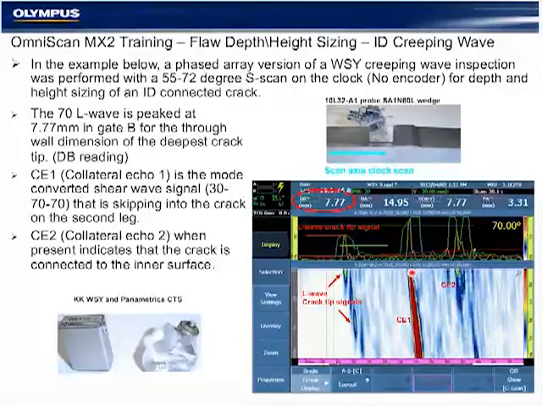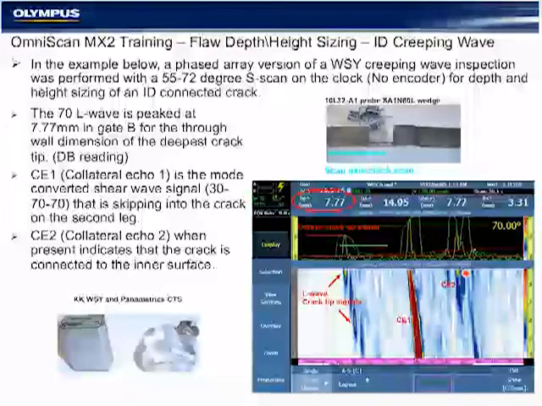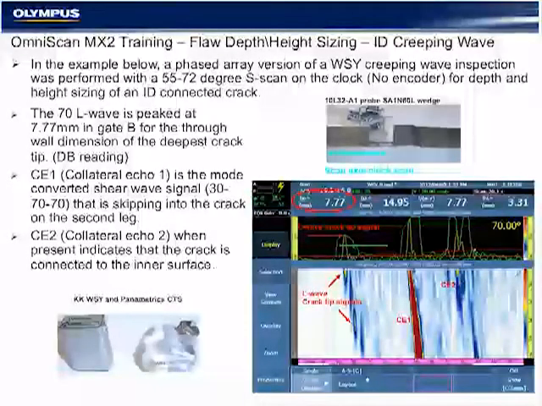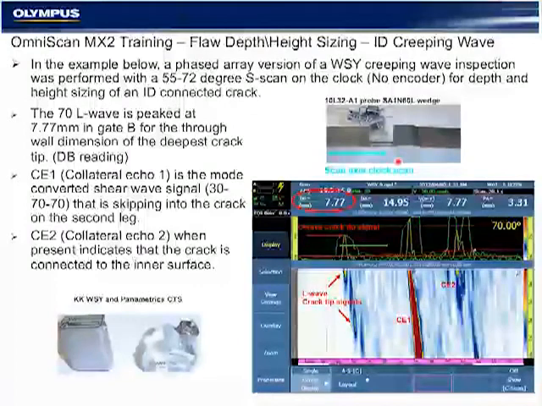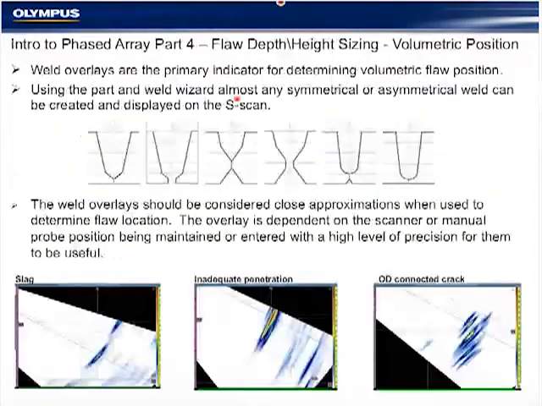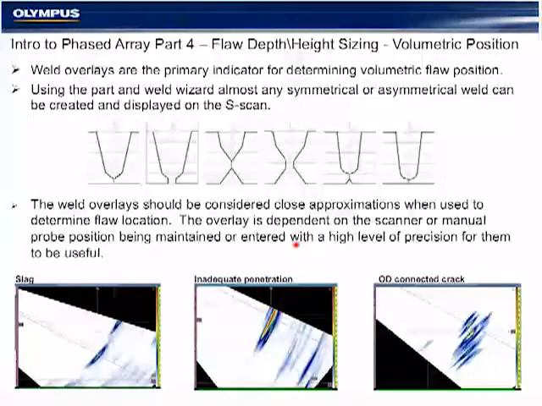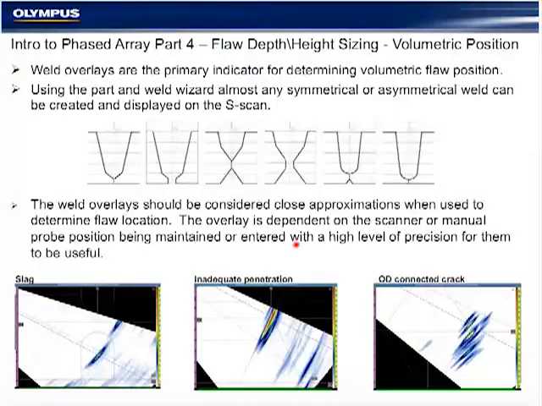And CE2, which is what they call the creeping wave probe, which gives us positive confirmation of an ID connected crack. When CE2 is present, the crack is connected to the ID. When CE2 is not present, the crack is embedded in the material. Again, it was a conventional technique developed for the phased array equivalent that gives us a multi-angle approach to the same technique. So the volumetric position is our fourth indicator.